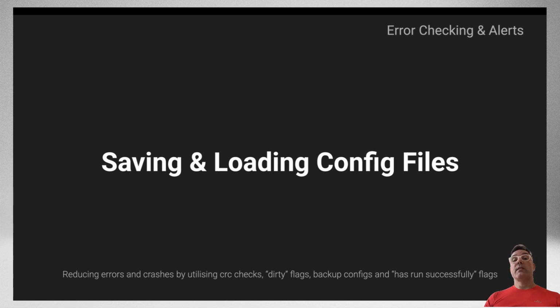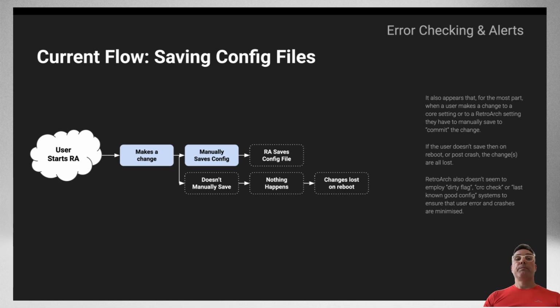But proposing things like CRC checks, what I call dirty flags, and backup configs, and using flags to determine the last known state of the config files might be helpful here. So in essence, my understanding of RetroArch is, there's a user using RetroArch, they make a change, and at least out of the box, it doesn't automatically save much of that work.